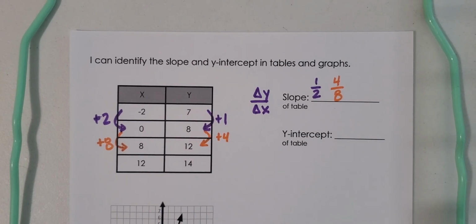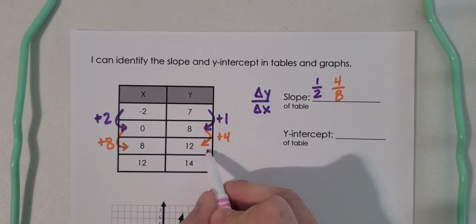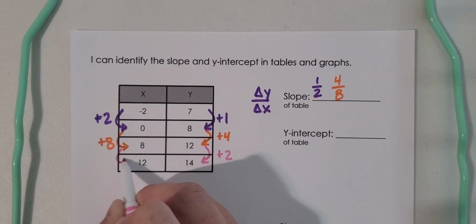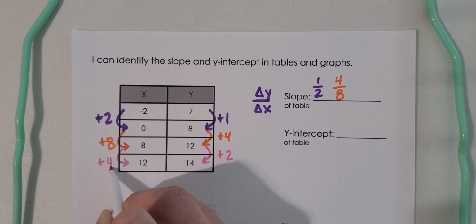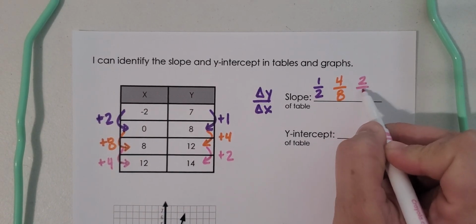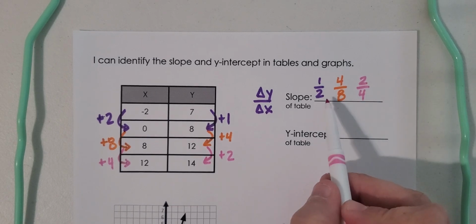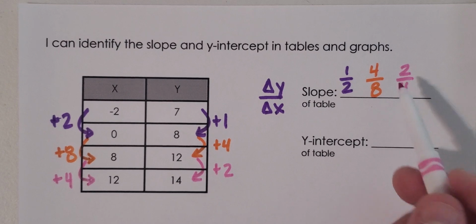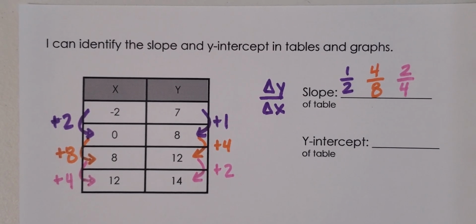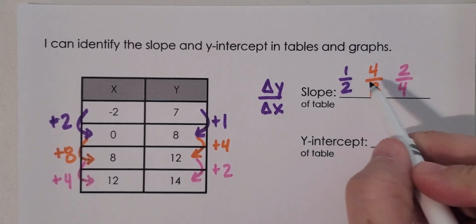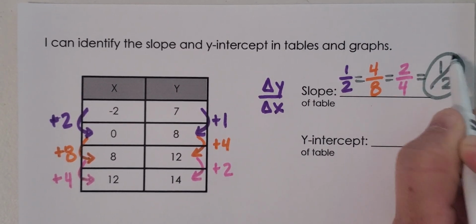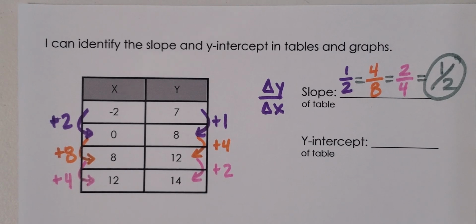And then the last one, I can show that I have 12 to 14, I'm adding 2. And 8 to 12, I'm adding 4. So that is another ratio of 2 over 4. So all of these ratios look very similar. We can prove it by simplifying them down, and when we simplify them, they will all equal 1/2. So I know that the slope for this table is going to be 1/2.